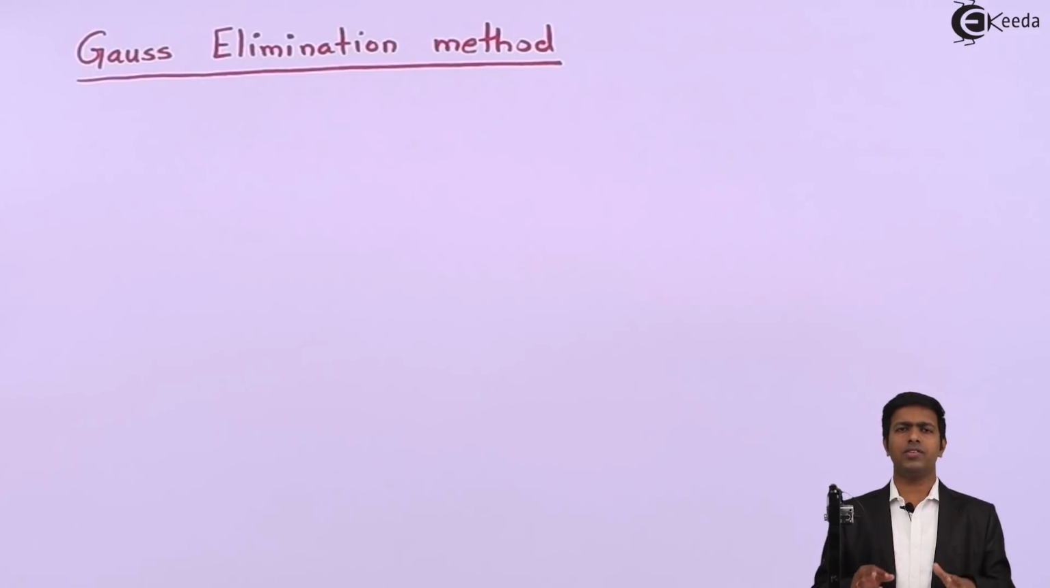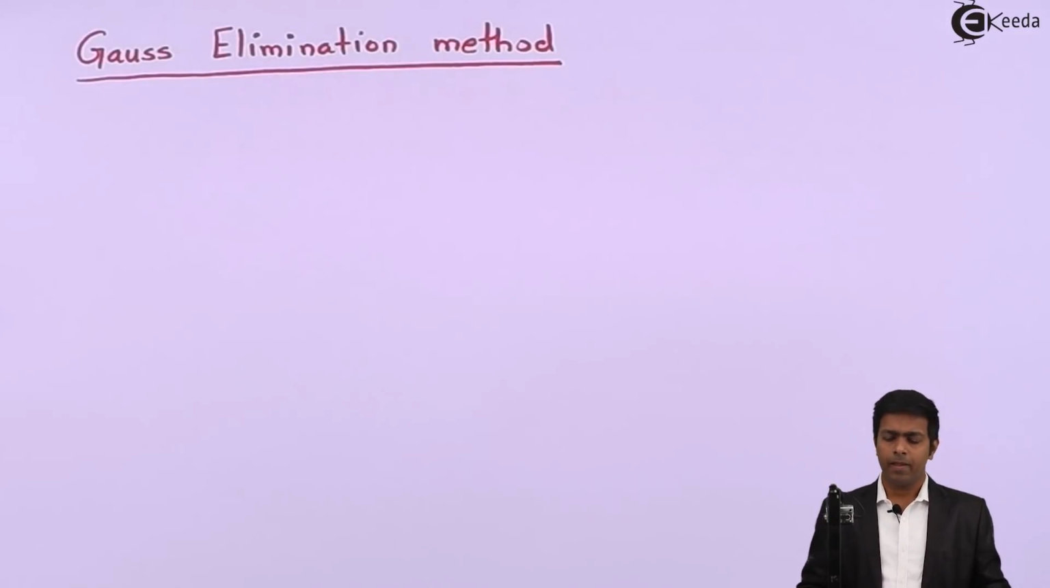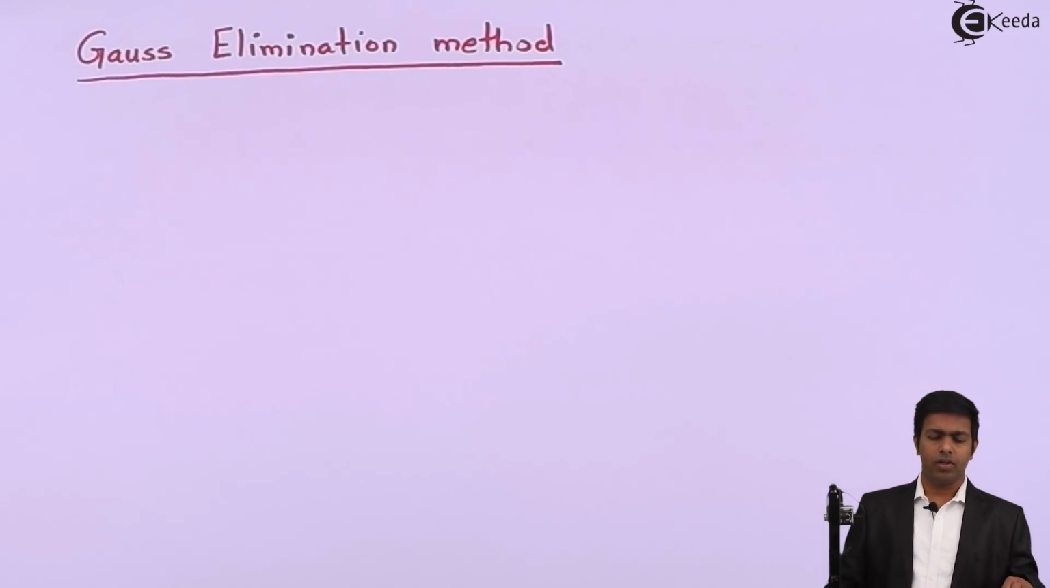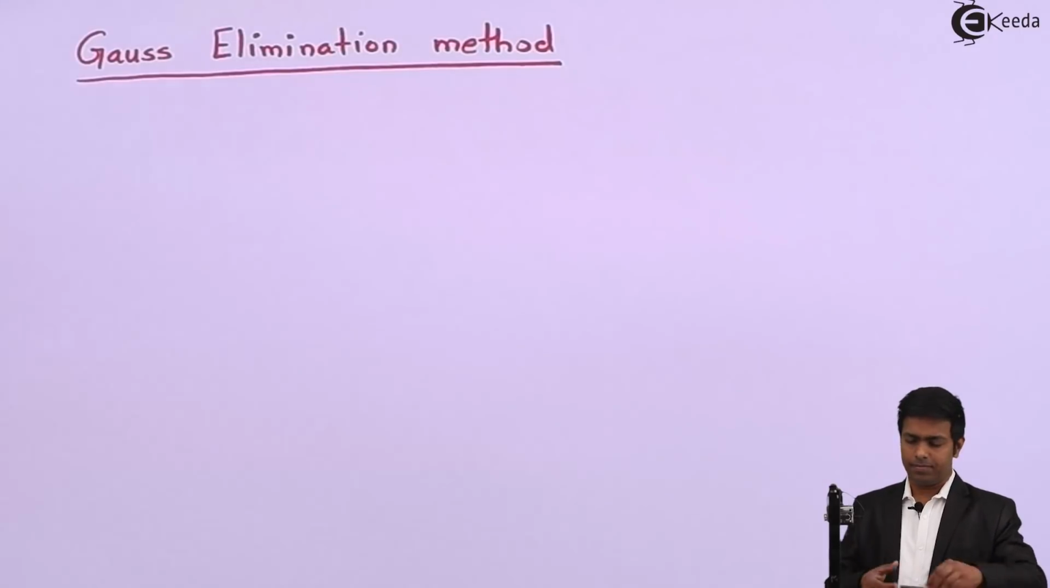From school days we have seen many methods to solve simultaneous linear equations, like Cramer's rule or the simultaneous equation method. Similarly, by using the Gauss elimination method, you can still solve all the given simultaneous equations. So how do we do this? For that, let's assume some simultaneous equations.